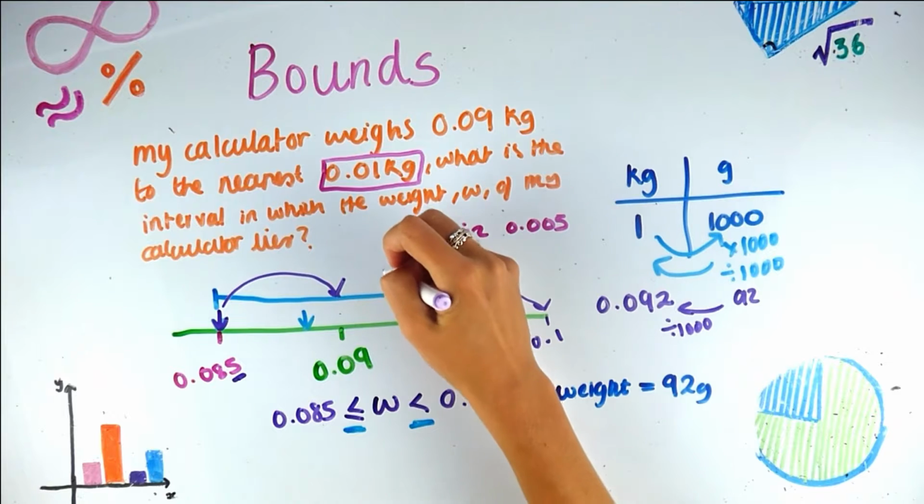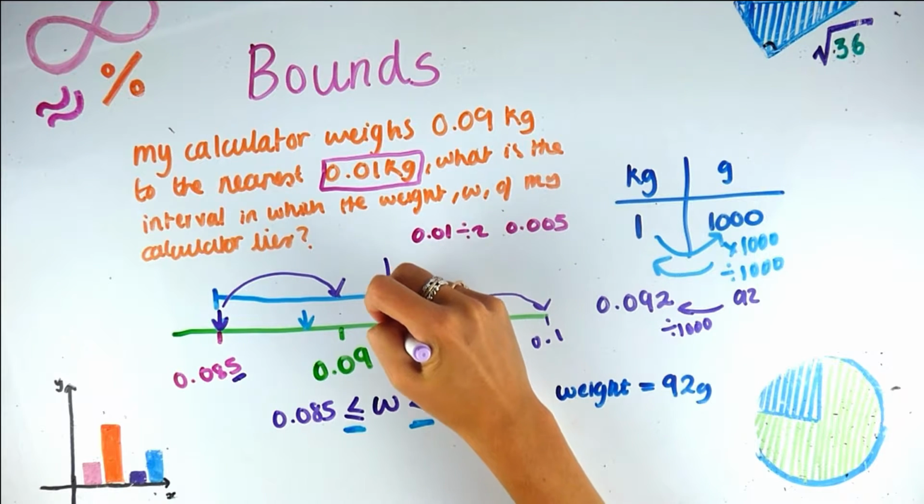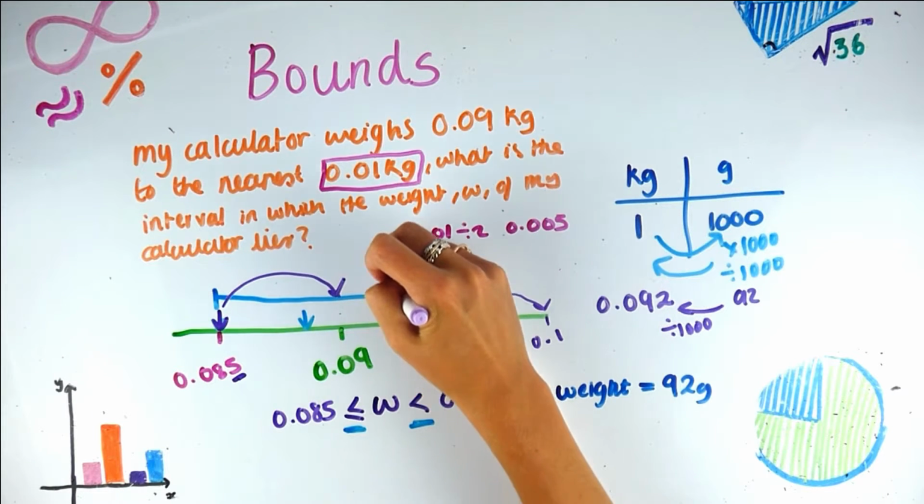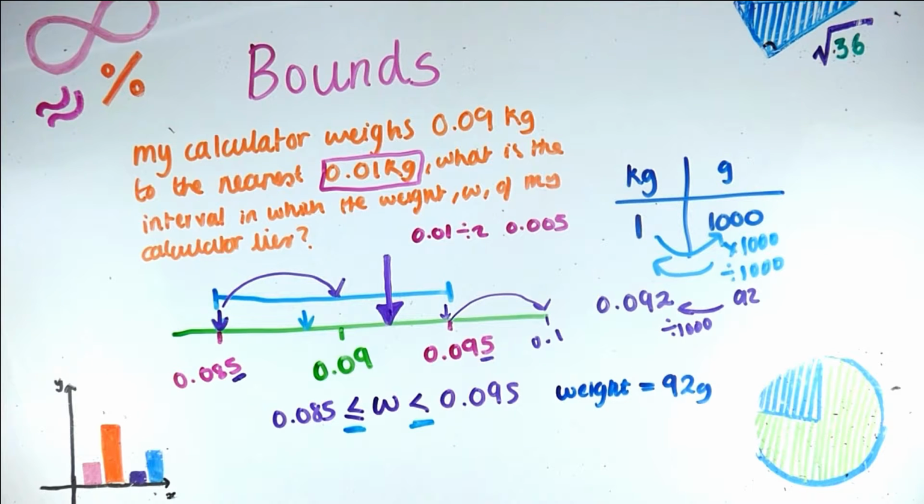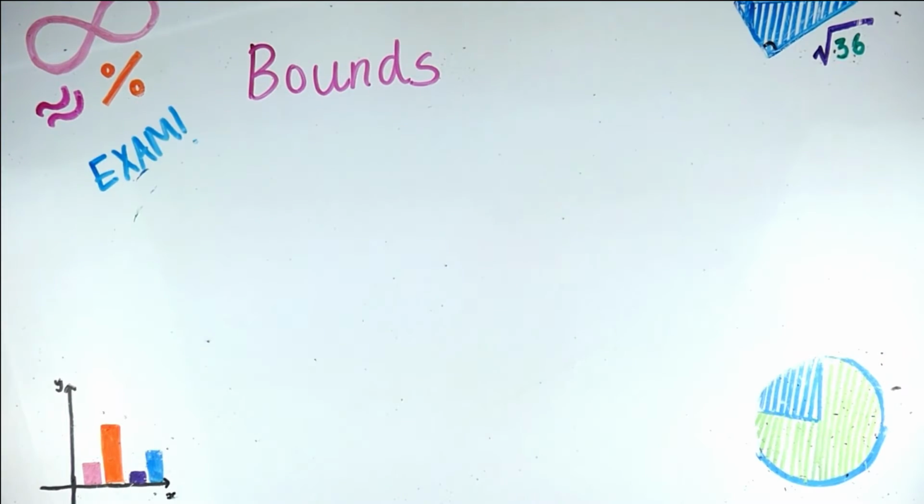0.092, about there, that was the actual weight of our calculator. It wasn't actually 0.09, but it was within this interval because we've rounded it. So the way that they make it harder in the exam is by putting it into calculations. So we're going to do 3 exam questions in which they've used bounds.